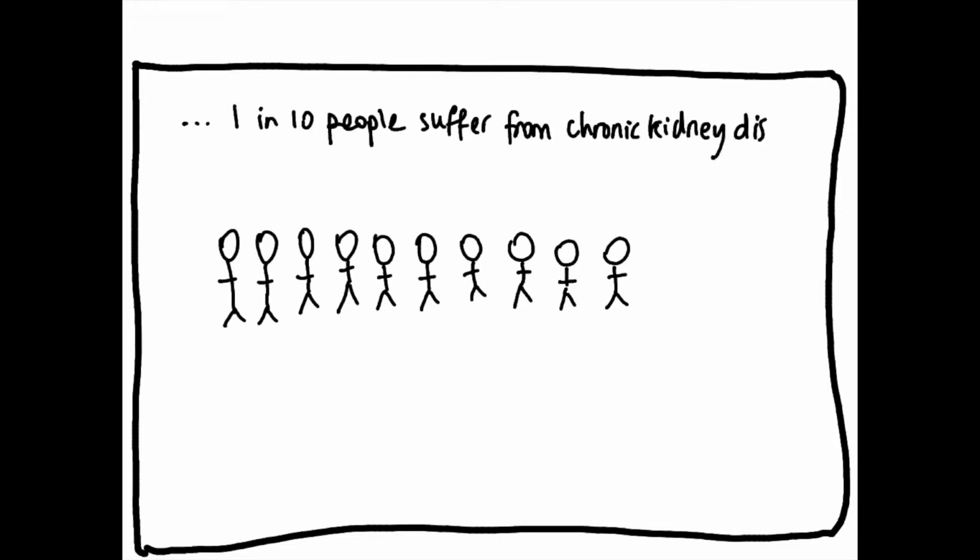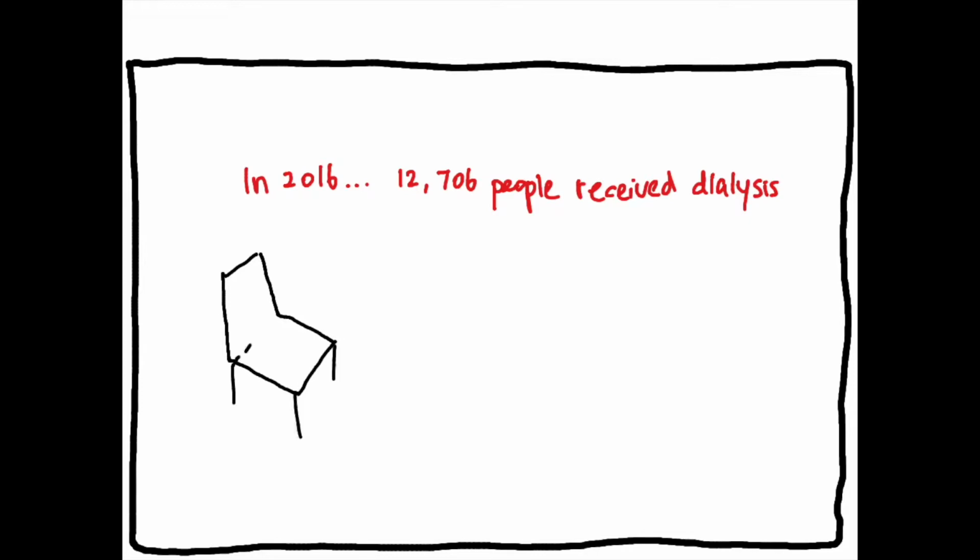So, apart from the inconveniences of dialysis, why do people need kidney transplants? Well, 1 in 10 people in Australia suffer from chronic kidney disease. In 2016, 12,706 people received dialysis. Chronic kidney disease progresses in stages. When a person reaches end-stage kidney disease, the normal role of the kidneys is compromised, leading to a waste buildup in blood, making you feel sick.